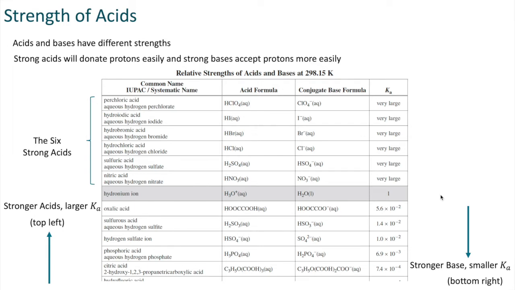On the right-hand side of the table, as we move down towards the bottom right-hand corner, stronger bases and smaller Ka values are present, so these are stronger bases as you move down the table on the right-hand side.